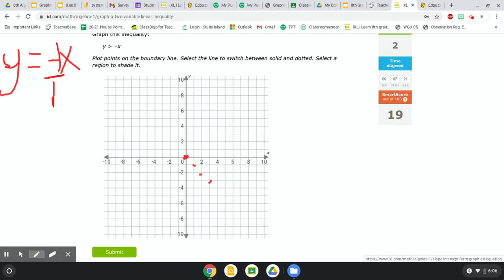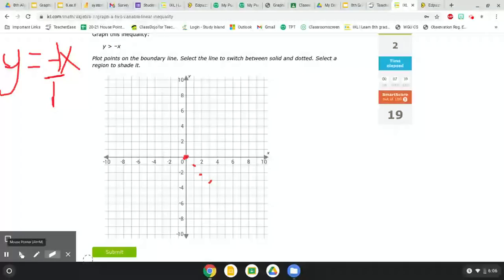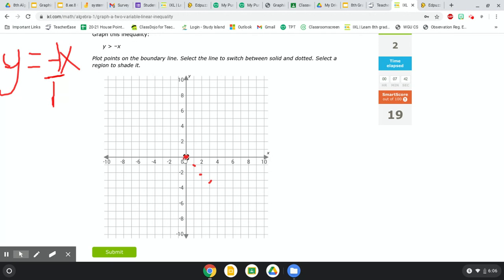Okay, so now I have to determine if that line is going to be a solid line or a dotted line. So looking again at the inequality, that's a greater than symbol. So greater than is going to tell me that it's not included, because it doesn't have that equal to symbol at the bottom. So in order to do that on iExcel, again, I'm going to use those points to make my line. And I know that it needs to be a dotted line, so I'm going to click on it one more time to make it dotted. And if I accidentally did that, I could click on it again to make it solid. But it needs to be dotted.